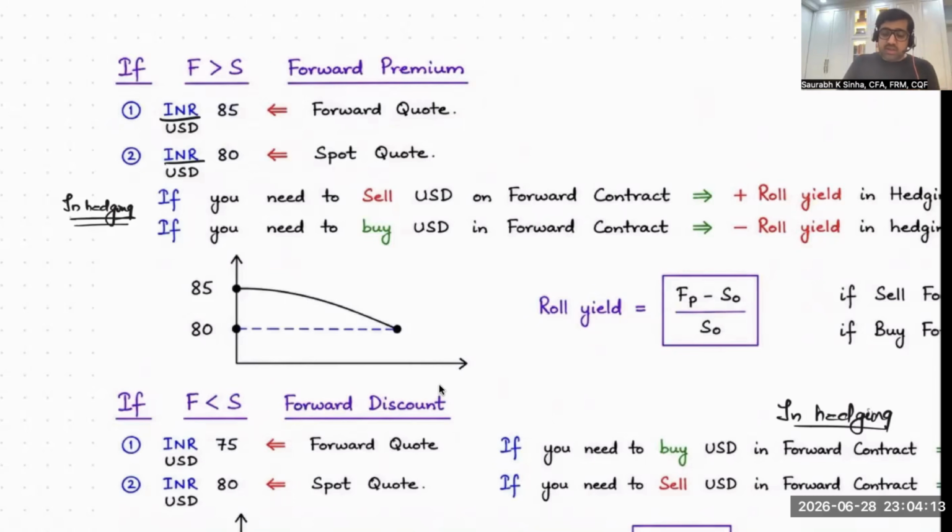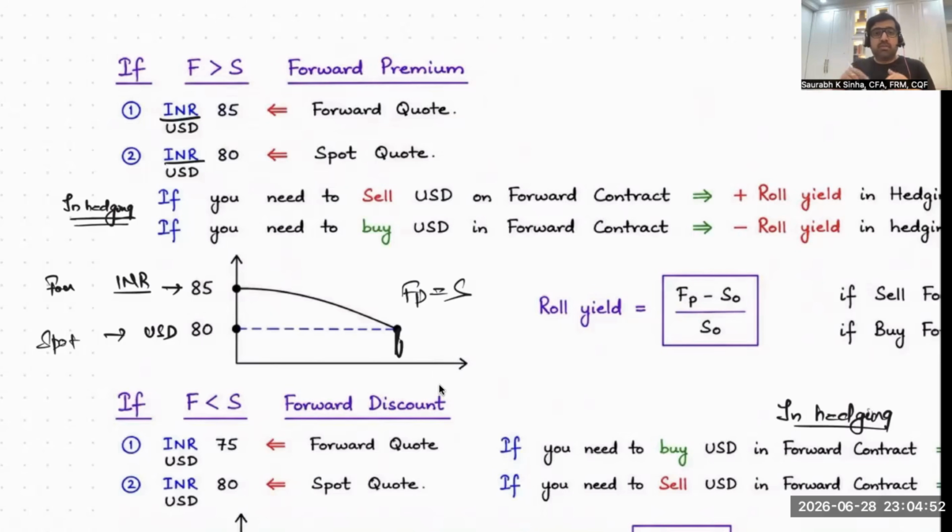Why? Because USD in the spot market is trading at 80. This is spot. And in the forward market, it is trading at 85 INR. And we all know that we have to assume in the calculation of roll yield or forward rate basis that the spot will not change. If it will not change, then it will converge. At the maturity, it is going to be equal to spot. So if you sell, you will make a profit. So that's what is written.